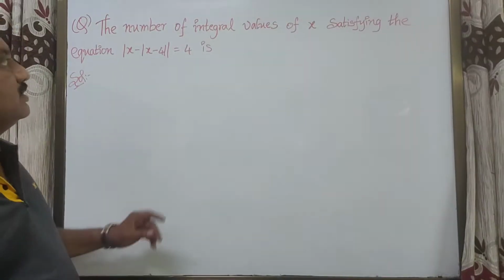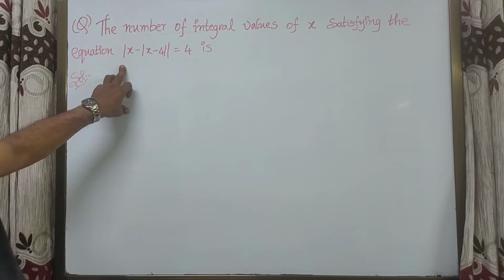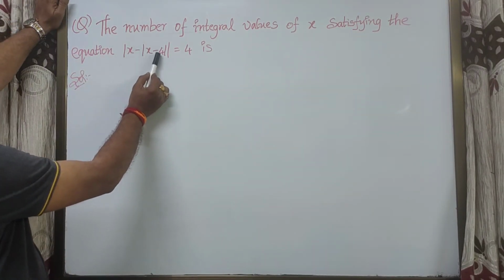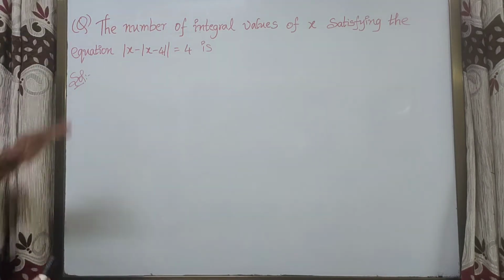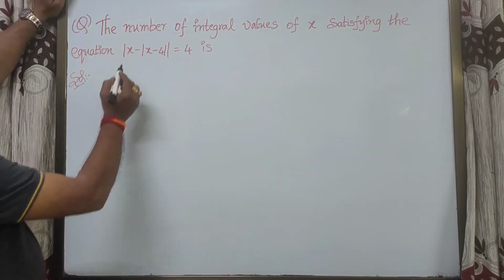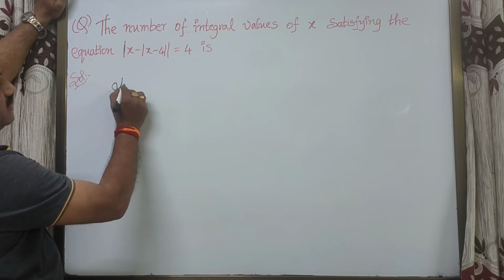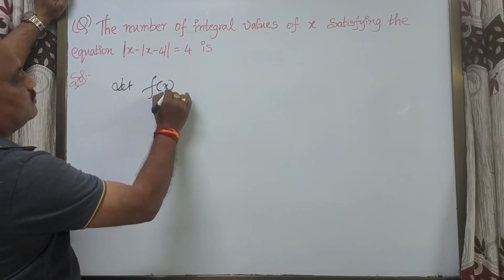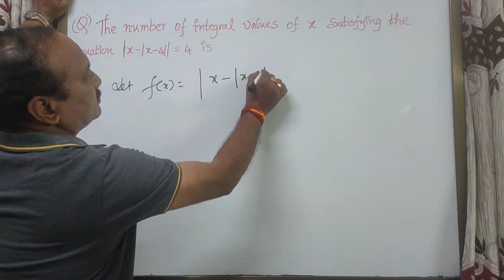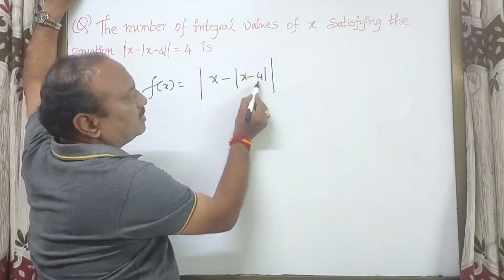Next question. The number of integral values of x satisfying the equation mod of x minus mod of x minus 4 equal to 4 is. Dear students, first, a mod inside another mod is there. First of all, let f of x equal to mod of x minus mod of x minus 4. First you remove the inner mod.